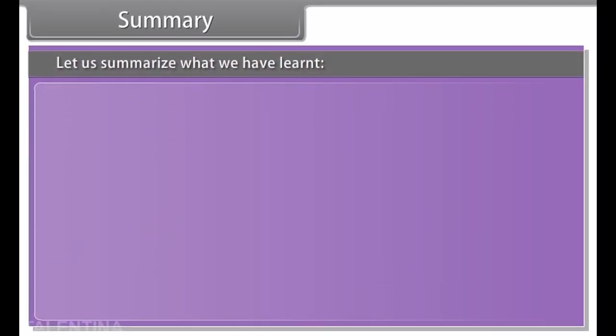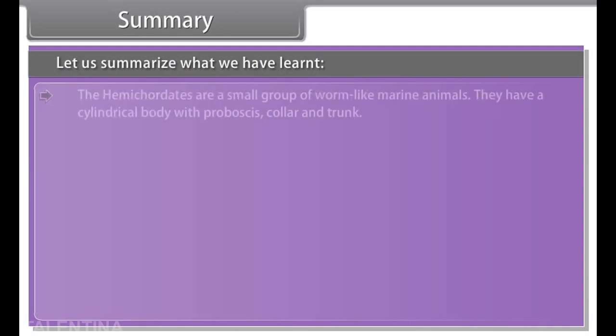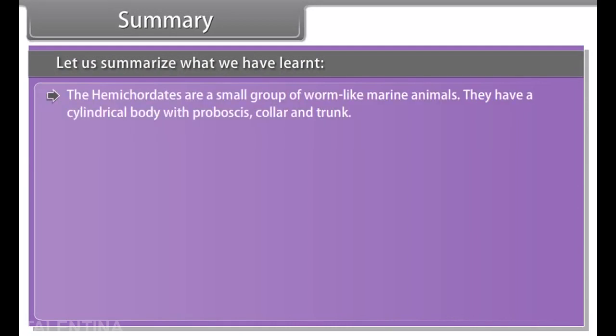Summary. Let us summarize what we have learnt. The Hemichordates are a small group of worm-like marine animals. They have cylindrical body with proboscis, collar, and trunk.